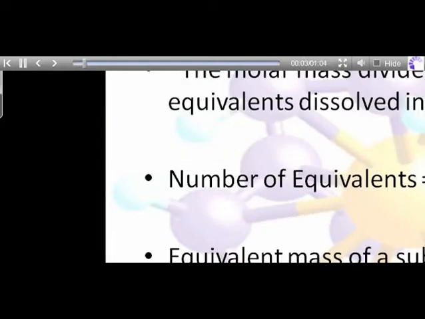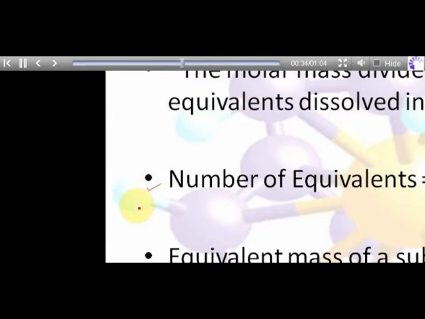The equivalent mass of a substance can be defined as the molar mass of the substance divided by the number of the equivalents of the substance dissolved in 1 liter of the solution. We have already discussed molar mass in the chapter Introduction to Mole Concept. Now, if we know the equivalent mass of a substance, we can calculate the number of equivalents of the substance, which will be equal to the mass of the substance divided by the equivalent mass.